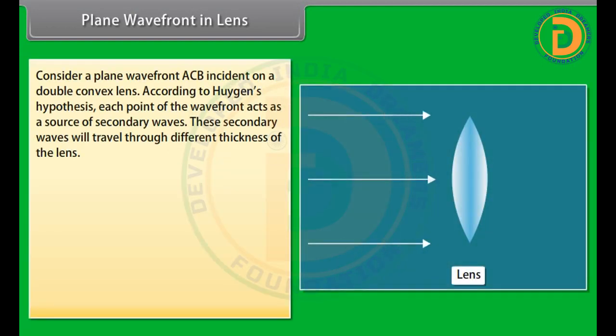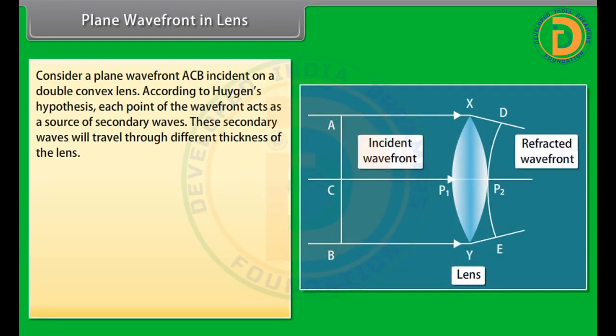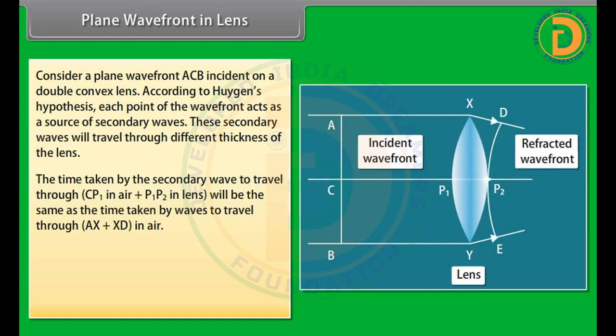Plane wavefront in lens. Consider a plane wavefront ACB incident on a double convex lens. According to Huygens hypothesis, each point of the wavefront acts as a source of secondary waves. These secondary waves will travel through different thickness of the lens. The time taken by the secondary wave to travel through CP1 in air plus P1P2 in lens will be the same as the time taken by waves to travel through AX plus XD in air.